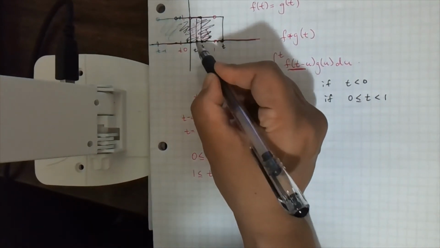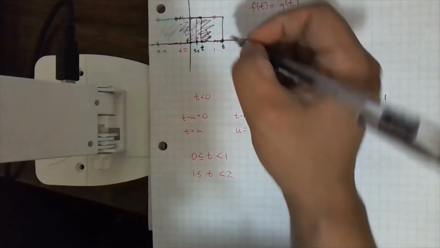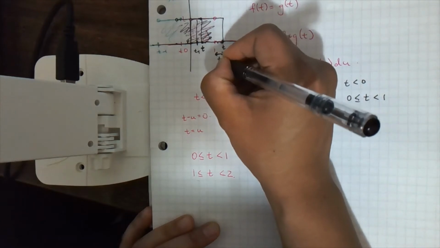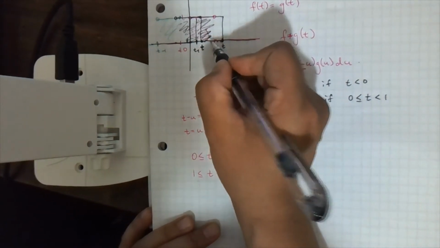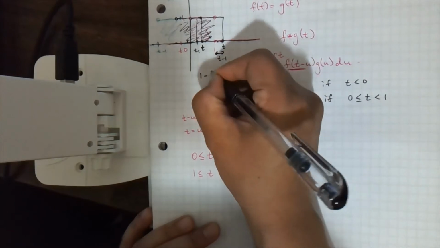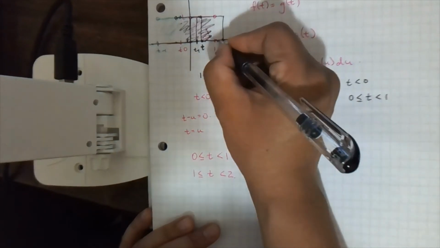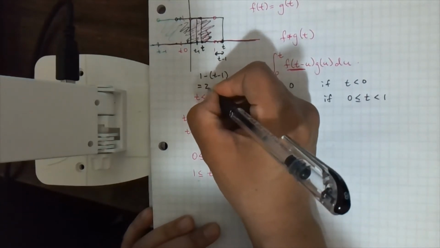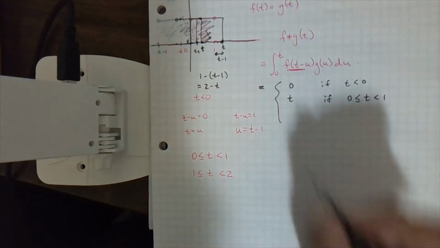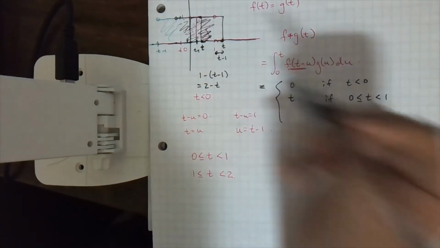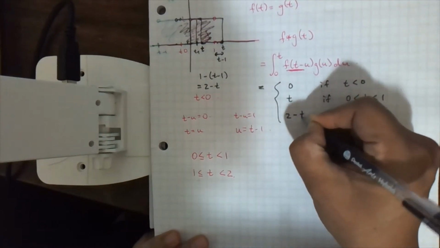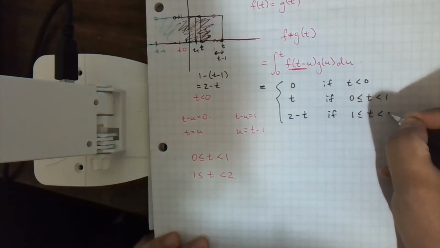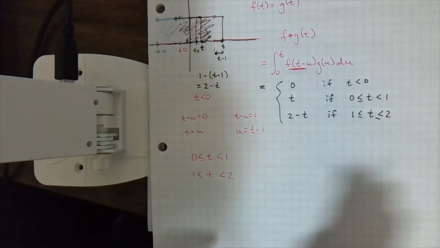How big is that part? Well, t is greater than 1 now, so that length is t minus 1. So the other part of it must be 1 minus (t minus 1). It's the whole unit square minus this part, because that's outside. So what does that give us? That actually gives us 2 minus t. And that's the length of the rectangle. The height is 1. So 2 minus t, if 1 is less than or equal to t is less than 2. Let's actually put 2 inside there.